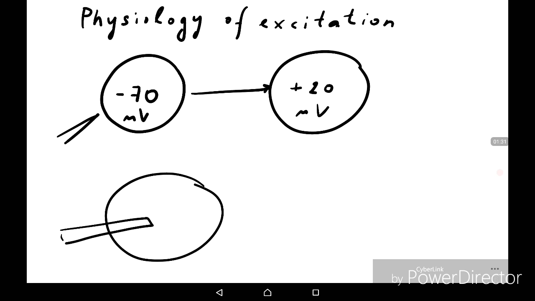and then the voltmeter is applied. The potential that is measured at the resting state is called resting membrane potential, or RMP. We characterized already this resting membrane potential and said that it is about minus 70, minus 80 millivolts.